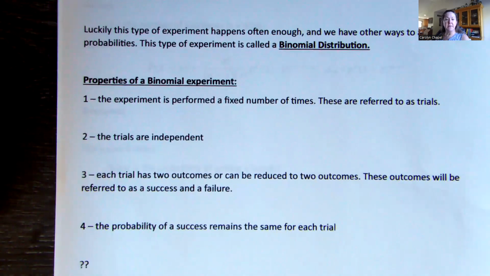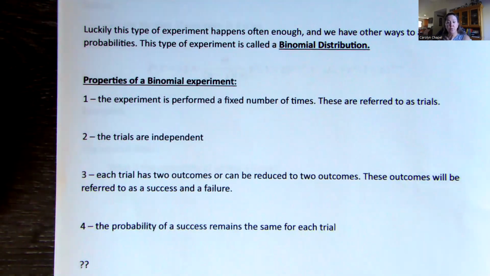So the properties of a binomial, first of all, is the experiment is performed a fixed number of times. And each time is considered to be a trial. Okay, we are flipping our coin 40 times. So that's our fixed number, the number 40. So we are doing this thing 40 times. The trials are independent. Again, reminding ourselves that independent means that what happens on one flip doesn't affect what happens on the other flips. And if this coin is fair, the flips should be independent of each other.